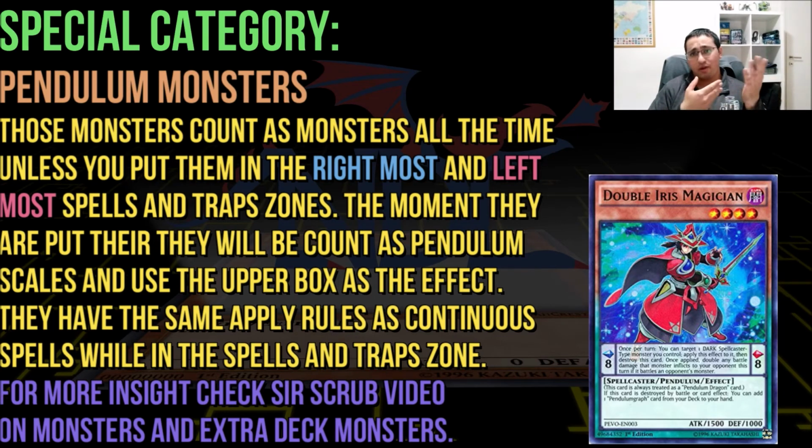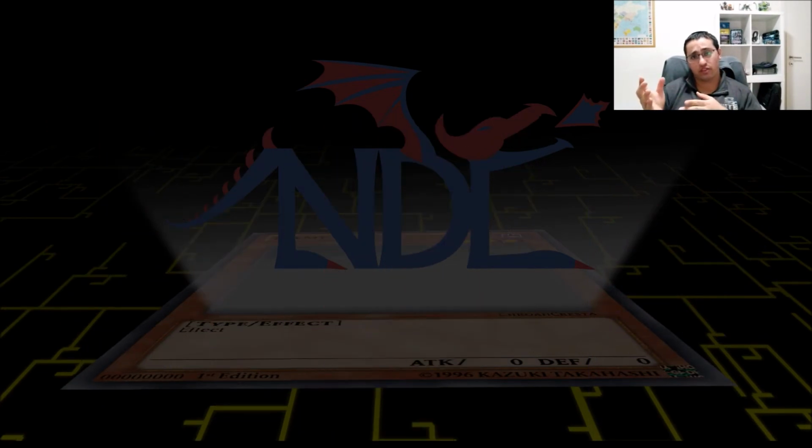But on top of that, they allow you to pendulum summon if you have two of them. That's pretty much how they work. They're not really their own category, but I thought I would mention it for a little bit because they kind of function like continuous spells, so it should be mentioned. But that does it for the spells. Now we'll move on into the traps.